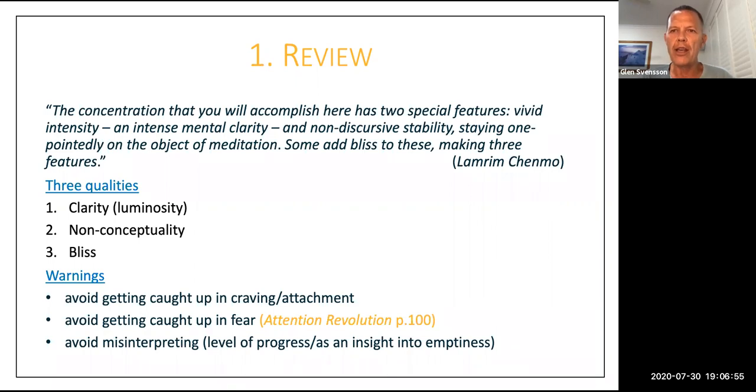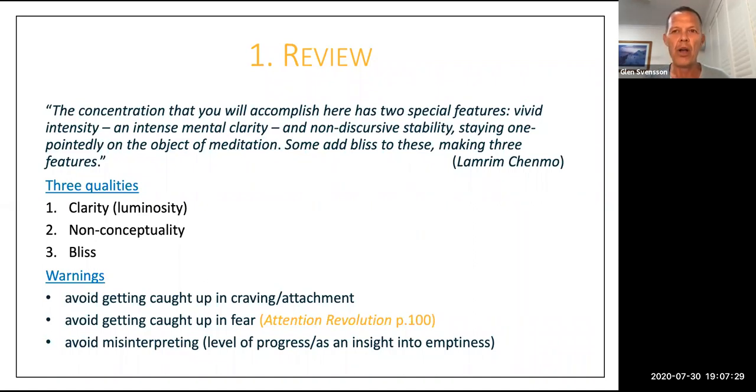And one warning is to avoid getting caught up in craving and attachment for them, because each one of these three qualities is very nice. It's very nice to have a clear mind, a still mind, and a very blissful mind. So when these three qualities start to manifest as we get into this shamatha practice, then people go, oh, this is really nice. I like this. I want this. And so we end up with craving and attachment to these qualities. And then, of course, that craving and attachment means these qualities would immediately disappear.